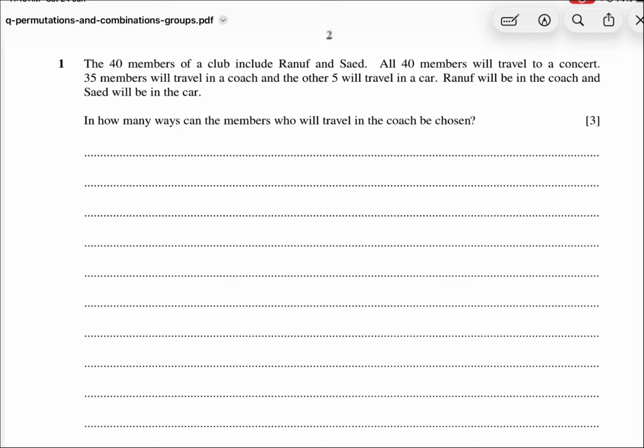Hello, learners. Let me say something uncomfortable. You don't fail permutation and combination because you don't understand it. You fail because you apply the right ideas at the wrong time. Today's video is not about learning permutation and combination. It's about why Cambridge keeps outsmarting you even after you have learned it.